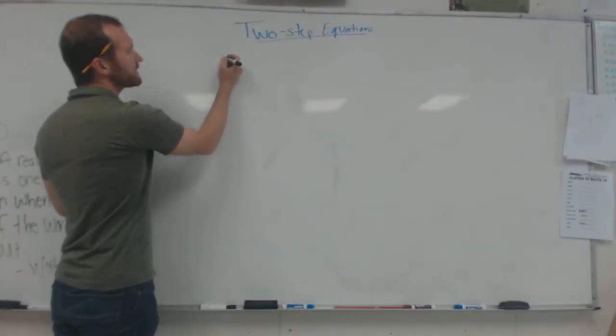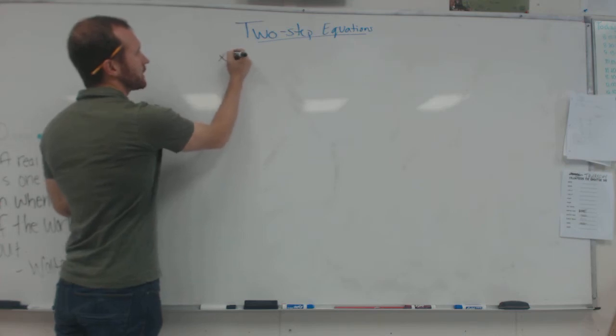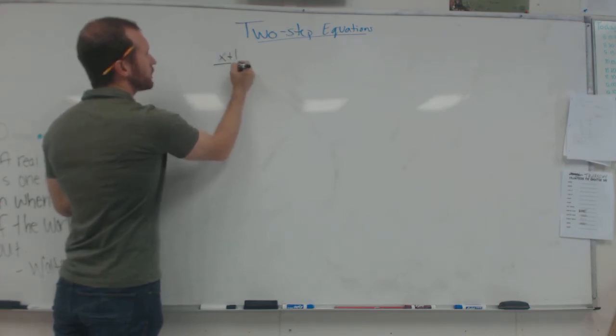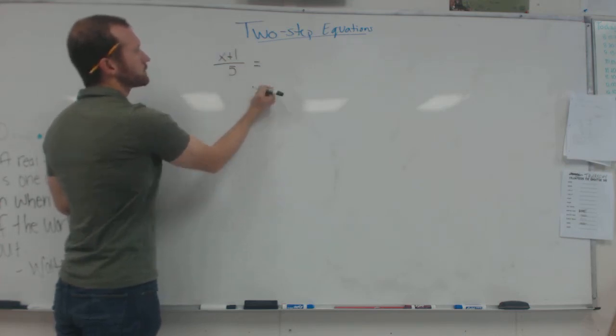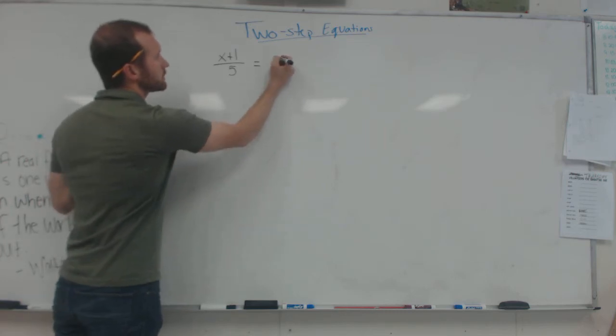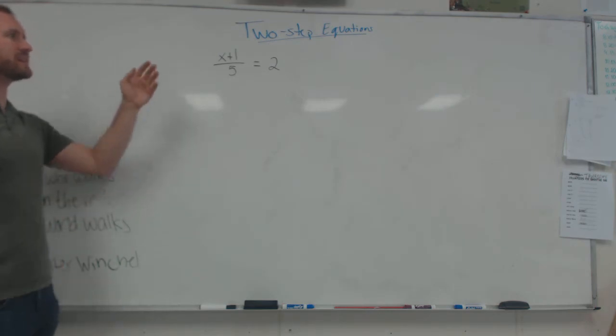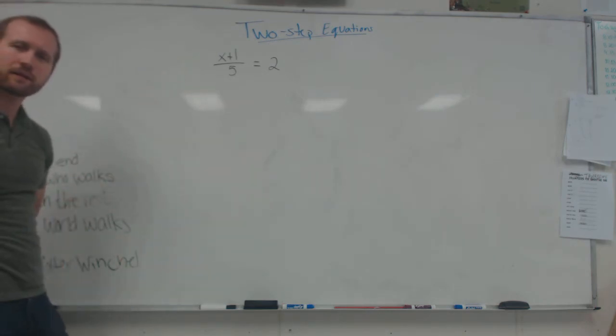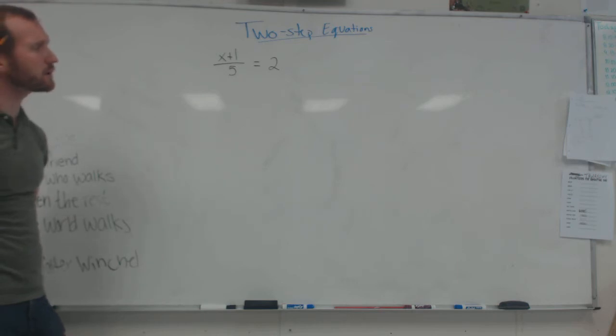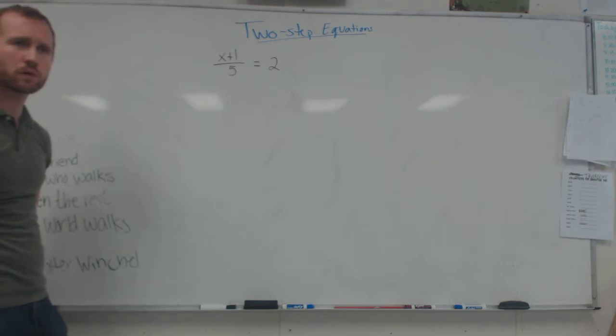So what if I had this though? This is the one last trick. X plus 1 over 5 equals 2. What does this mean? Let's try this by ourselves first. What does this mean? X plus 1 over 5 equals 2. I don't know this one.